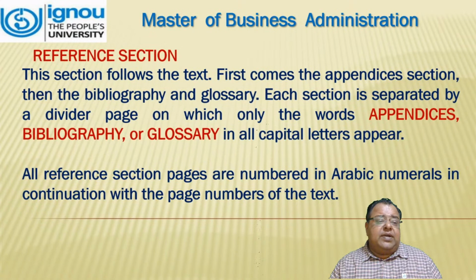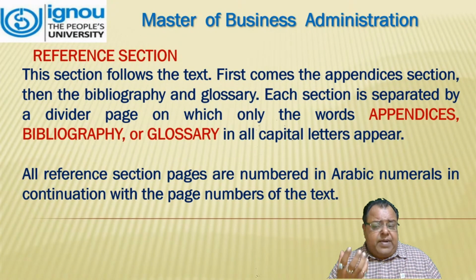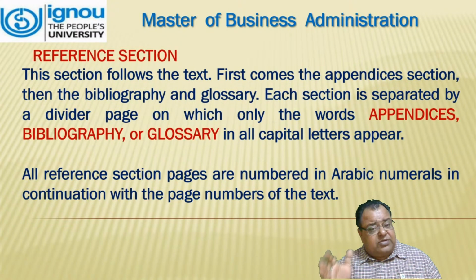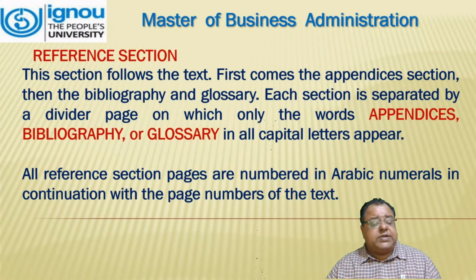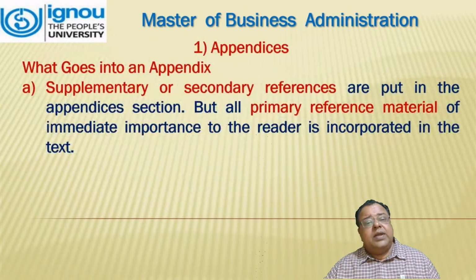Reference section. This section follows the text. First comes the appendices section, then the bibliography, and then the glossary. Each section is separated by a divider page on which only the word appendices, bibliography, or glossary in all capital letters appears. All reference section pages are numbered in Arabic numerals in continuation with the page numbers of the text.